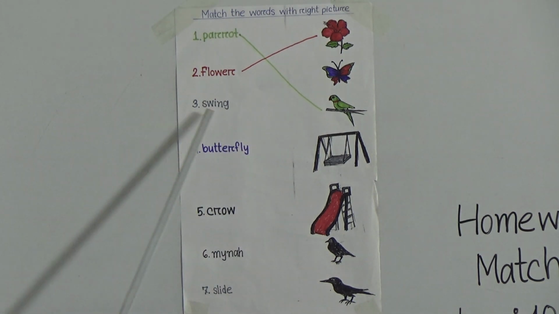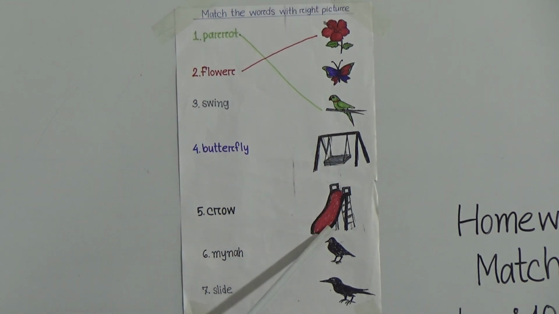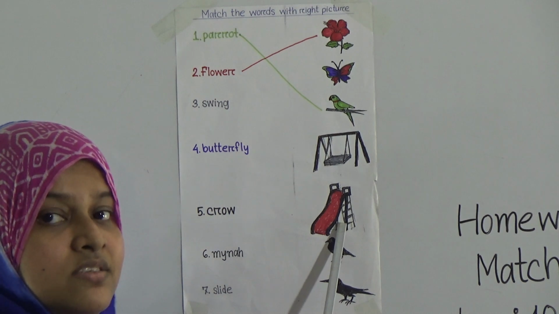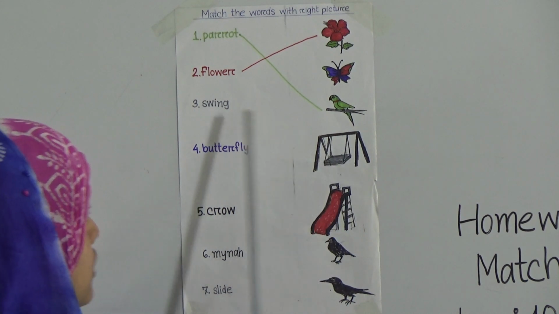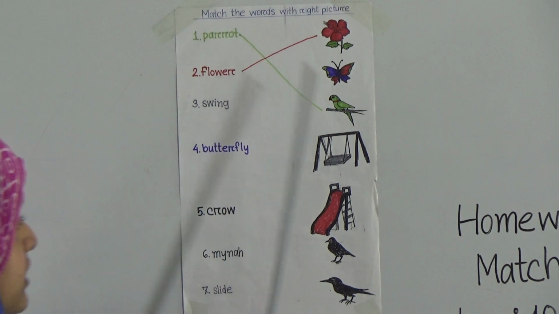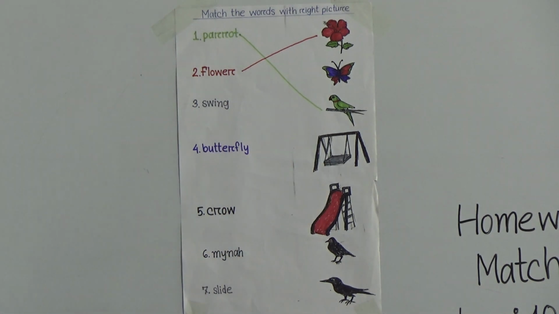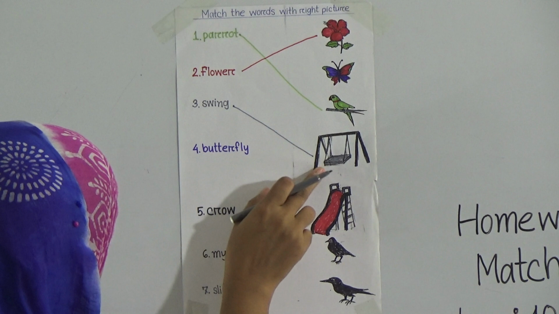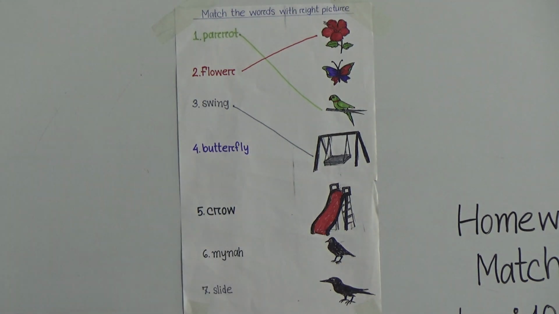Number 3, swing. And where is the swing? This one or this one? Can you guess which one is swing? Yes, I hope you guess the correct word. This one is swing and this one is slide. So you have to match swing, the word, with the picture. So I am matching them. This is the word swing and this is the picture of swing.